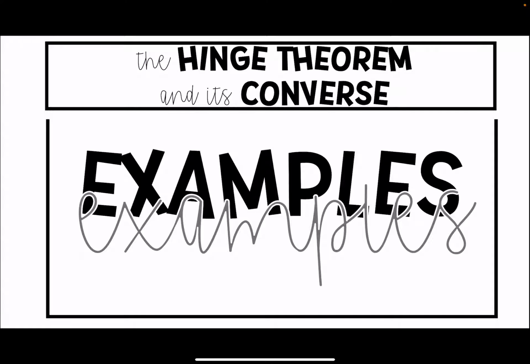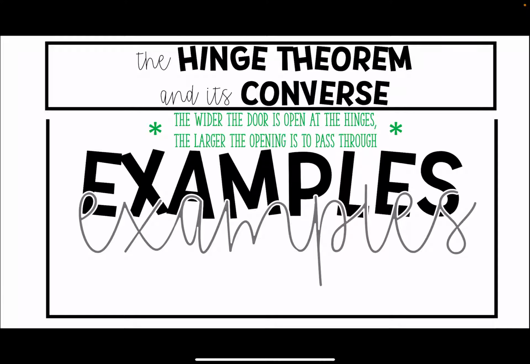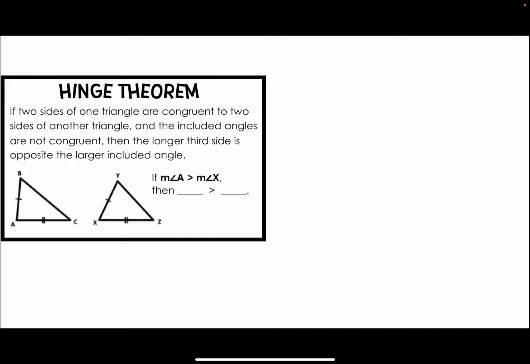All right, there's something I want you to put on the front of this. And this is what's really going to help you understand what the Hinge theorem is. Because the Hinge theorem, you're using it every single day and you don't even know it. So the wider the door is open at the hinges, the larger the opening is to pass through. And think about it. If you don't want to let somebody in, you only open the door a little bit of the way because there's not enough room. But if you've got something in your hands or you're just walking through, you open the door largely, and you have a wider opening. And that's what the Hinge theorem is talking about.